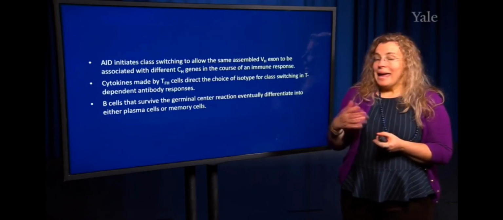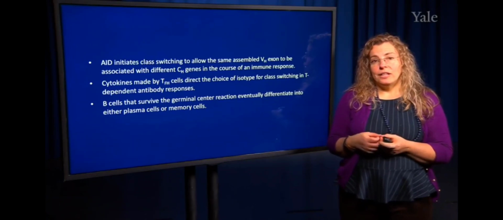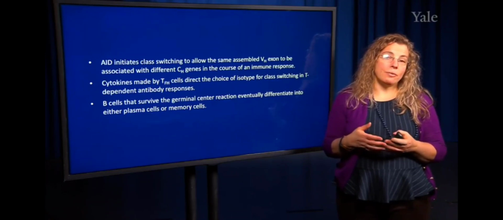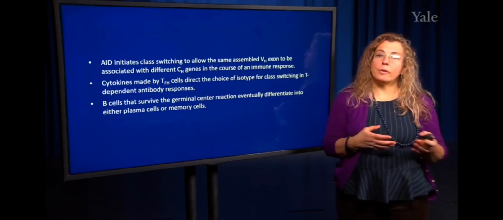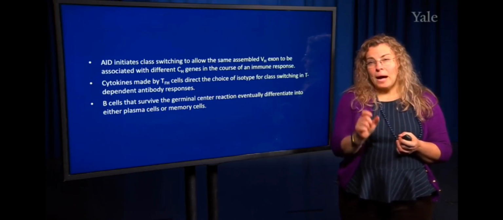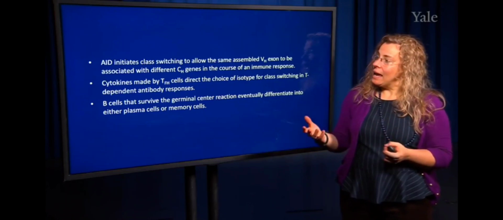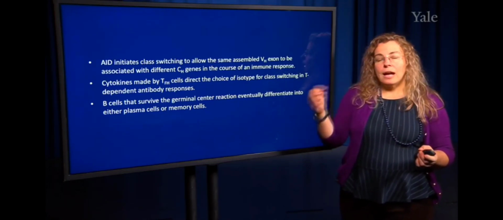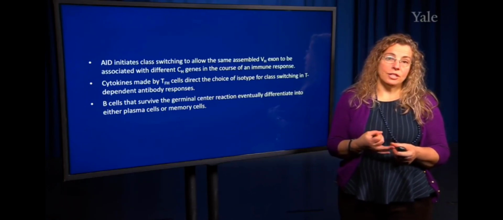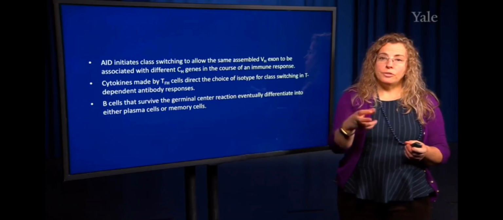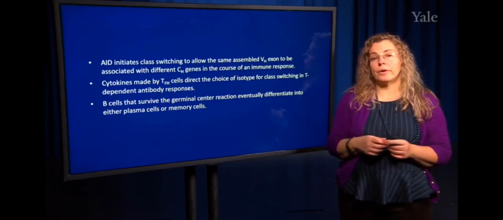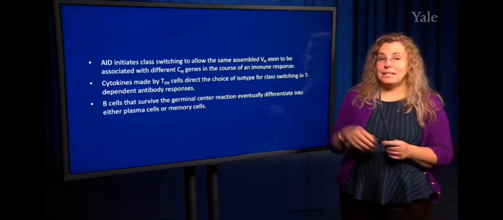AID also initiates class switching. Remember when you learned about VDJ recombination, that's for the variable region of the antibody. But there's also a constant region, the sort of bottom part of the Y. And different constant regions for different types of antibodies, whether it's IgM or IgG, IgA, those different constant regions have to get switched in to bind to the same variable region on the antibody. And AID is also going to facilitate that process.